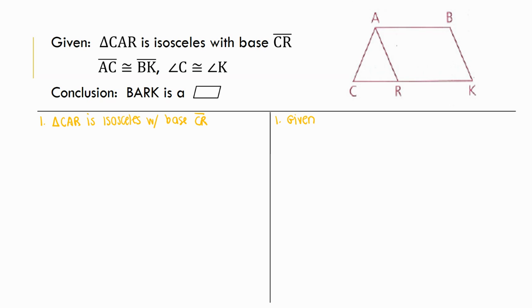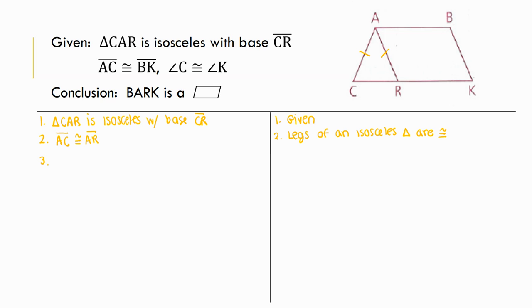Okay, that's something that we can expand on because when you're given isosceles, that's a vocab word. If I'm thinking about triangles, I know that an isosceles triangle has 2 sides congruent. So if CR is the base, that means that AC and AR are what we call the legs. And so those 2 are congruent because legs of an isosceles triangle are congruent. Okay, so that's how I expand on that.